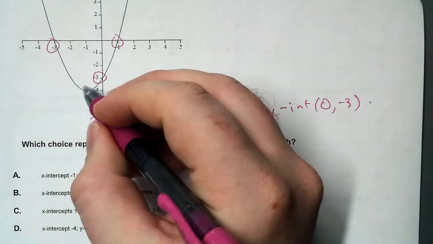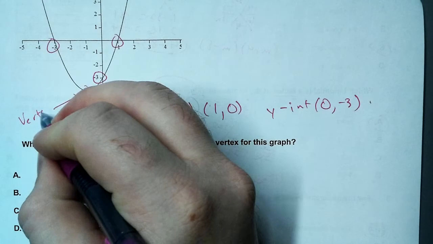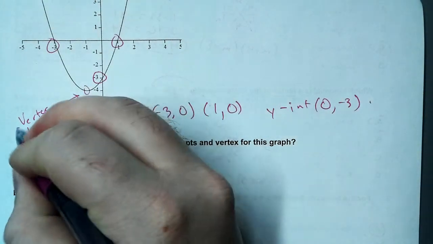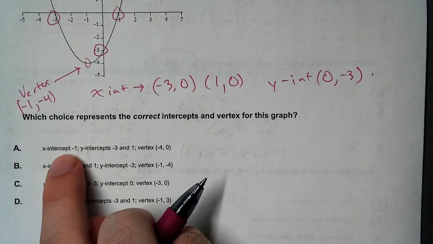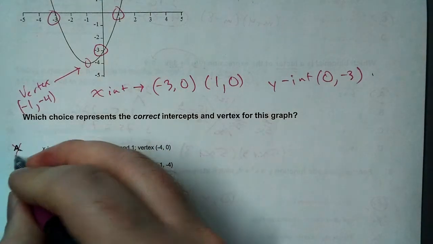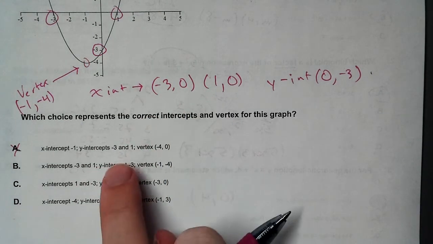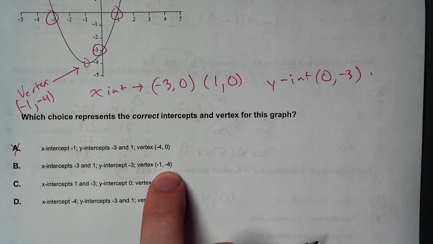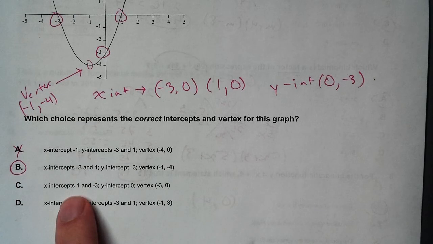And then our vertex is this bottom point, and our vertex is at negative 1, negative 4. So I have all my values. Let's just see which matches up. X-intercept negative 1, nope, it should be positive 1. A is out. X-intercept negative 3, good. Positive 1, good. Y-intercept negative 3, good. Vertex negative 1, negative 4. It is answer B. But let's just eliminate the others.